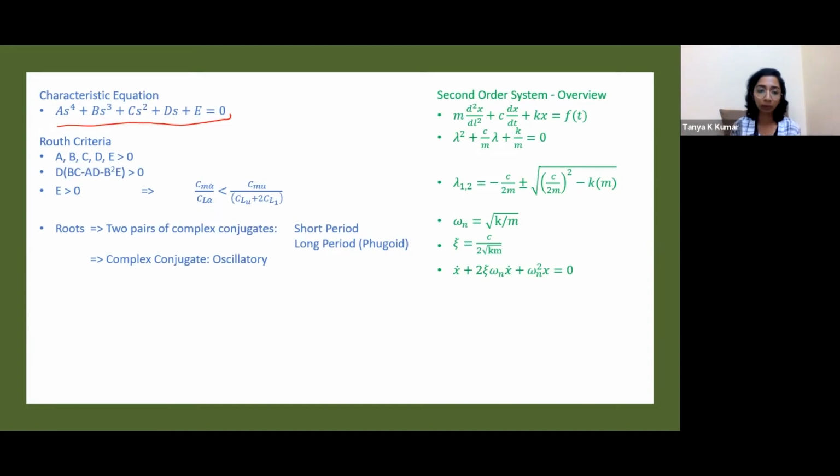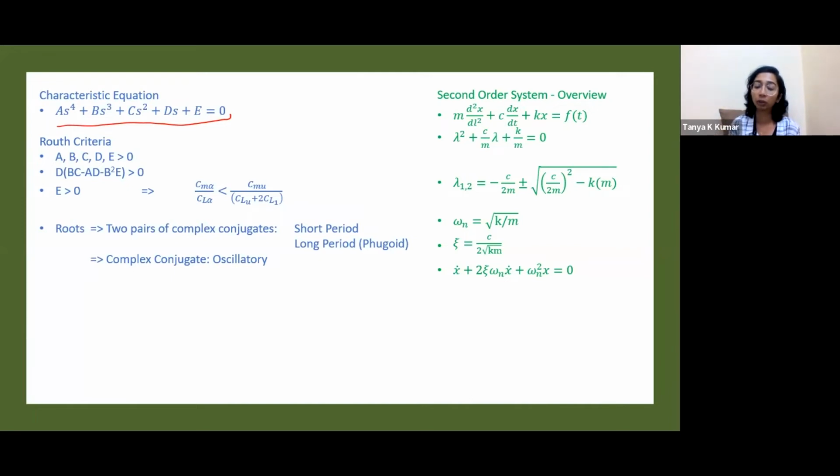When we analyze these equations, we can see that these roots are always a pair of complex conjugates. What does complex conjugate indicate here? Complex conjugate roots, a plus or minus ib, c plus or minus id. What do they indicate here? The complex conjugate means that the motion would be oscillatory. Whether it goes to equilibrium or deviates from equilibrium, it would be oscillatory.